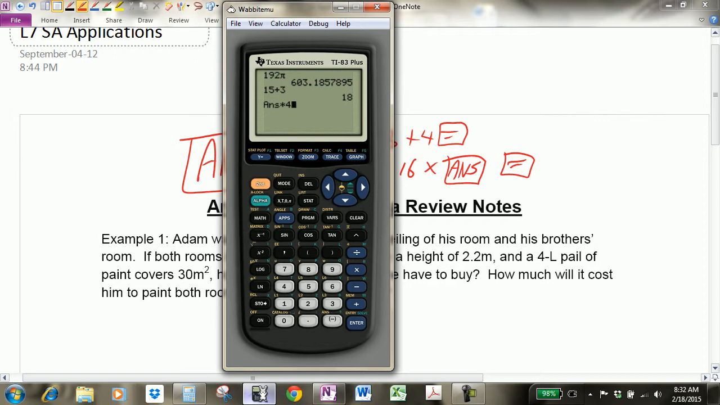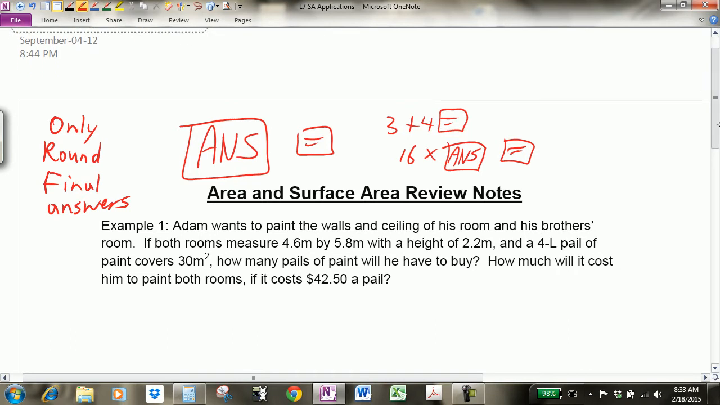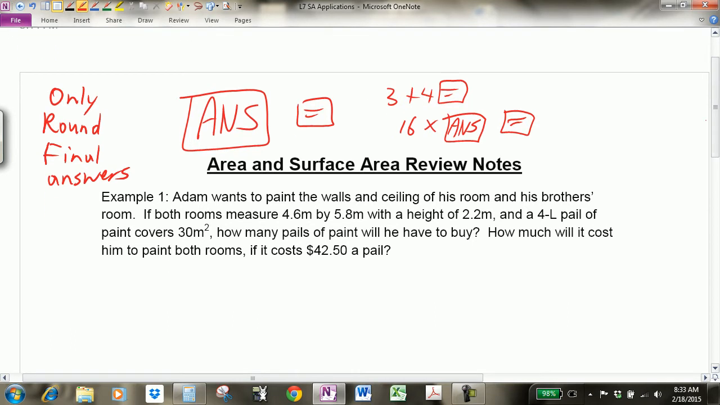Okay, the idea is to keep it accurate, because this is the golden rule. Only round final answers. Okay. Now in this question, you're going to see we're breaking that rule a little bit, but there's a special reason why, and we'll talk about that. But a lot of you guys on your quizzes were rounding early and you're getting incorrect answers. Right? Remember, rounding is an approximation. It's not exact, and that's why we use pi with our cylinders and our circles.